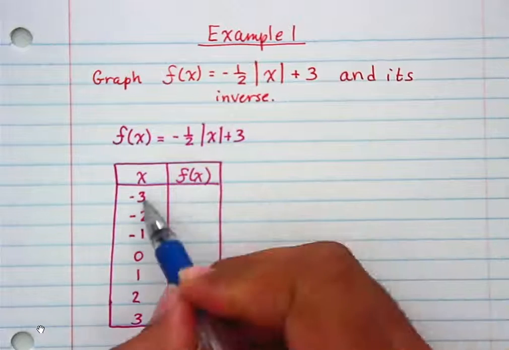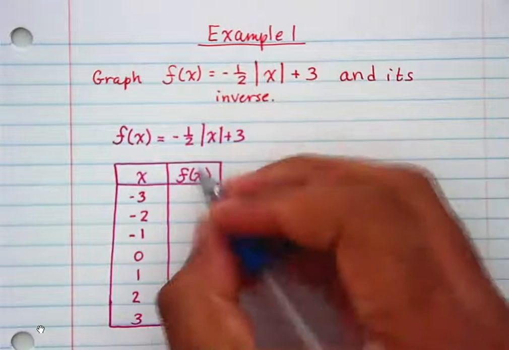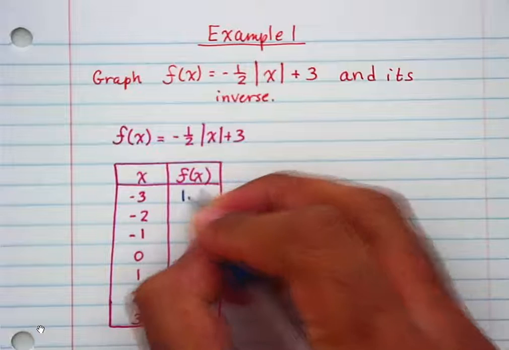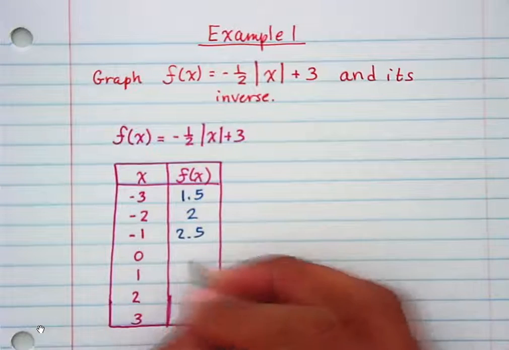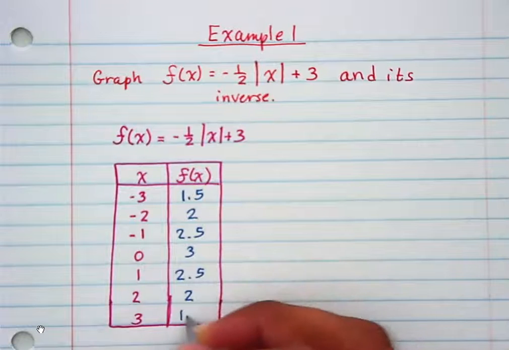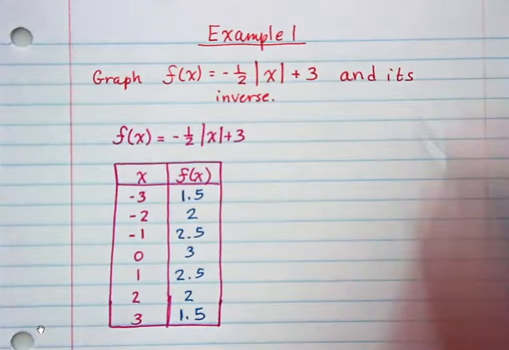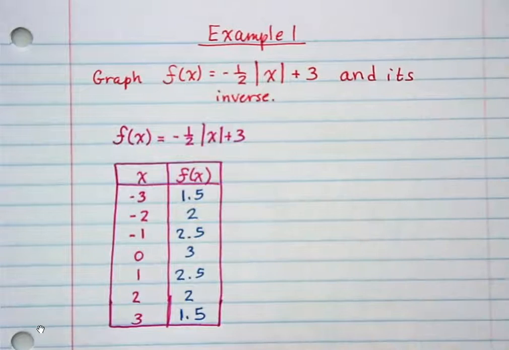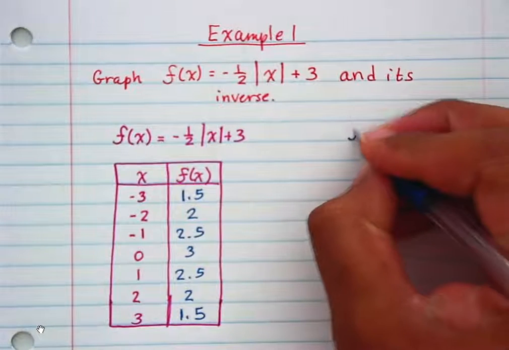If you substitute -3, -2, -1, 0, 1, 2, 3 into this, you will get these answers: 1.5, 2, 2.5, 3, 2.5, 2, and 1.5. So if you want to go back at some point and find out what those values are by putting it in yourself, go for it. It's good.